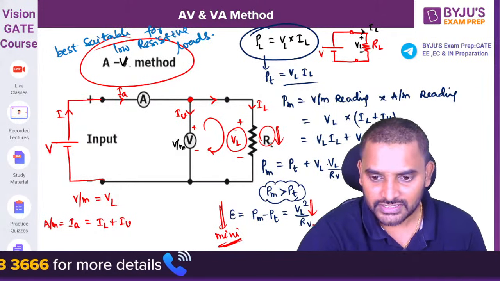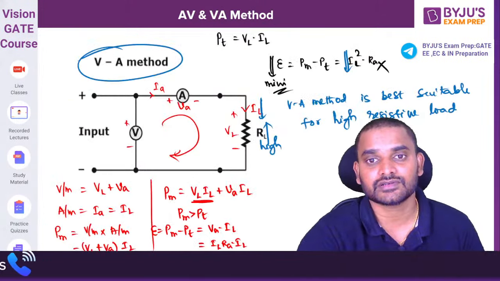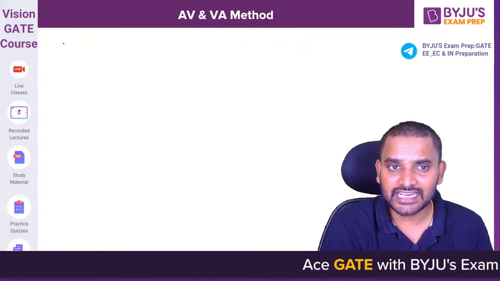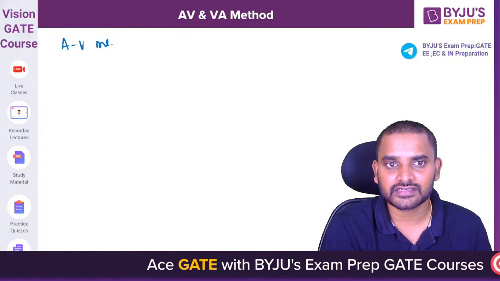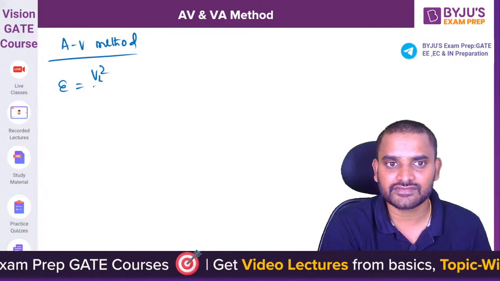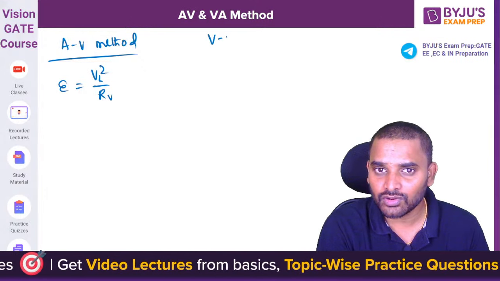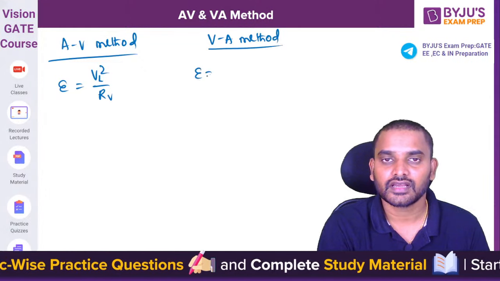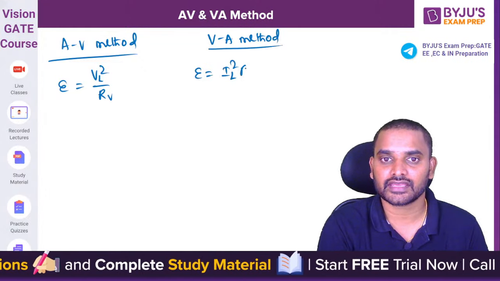Okay. Now let us calculate the error here also. Here I have got the error. This is the error. So the error in the ammeter voltmeter method, I have got it as VL square by RV. The error in the voltmeter ammeter method, I have got it as IL square into RA.